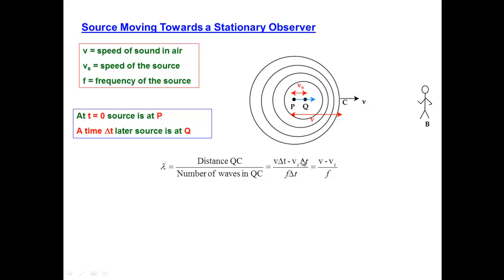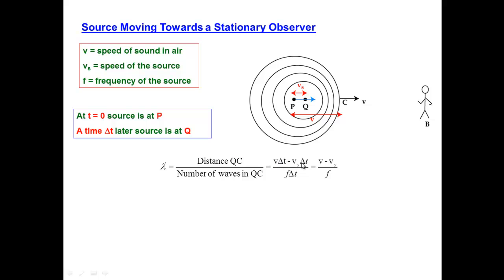So if we subtract those, we get this distance from Q to C. Now what about the number of waves that were emitted during that time? Well, the waves that were emitted during that time are equal to the frequency times the time, right? Frequency is number of waves per unit time. Delta t is the time interval. And so the distance divided by the number of waves is the distance per wave, otherwise known as the wavelength.